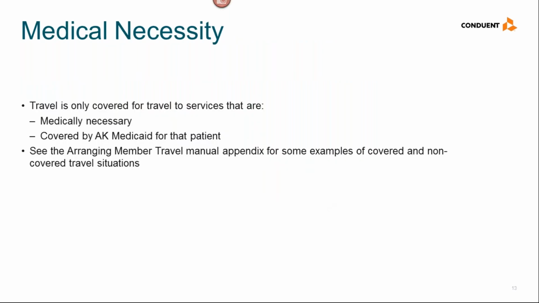All right, also, again, travel is only covered for travel to services that are medically necessary and that are covered by Alaska Medicaid for that patient. The Arranging Member Travel Manual Appendix has some examples of covered and non-covered travel situations. And really that appendix is based on a guidance document that was put out by the state of Alaska in, I want to say, May of 2015. So it's available either in the manual or in the provider reference material page on MedicaidAlaska.com. So that can give you some guidance as to generally whether a type of service is going to be covered for travel or not.